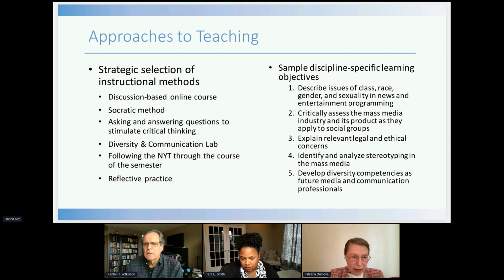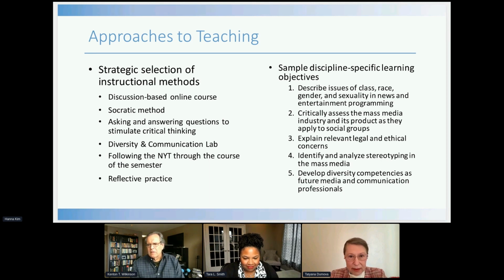And providing them with a variety of resources, including articles, reviews, book reviews. Harvard Business Review is a fantastic resource. And the New York Times is a wonderful resource. And staying current with the New York Times, we actually hold a diversity and communication lab. And there are New York Times readings every week, some required, some optional, just suggested as additional materials.